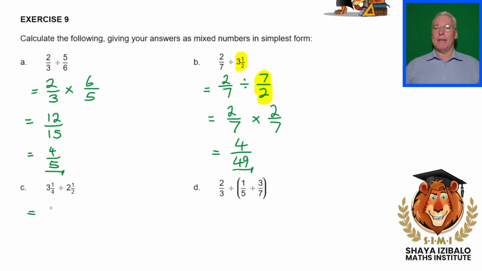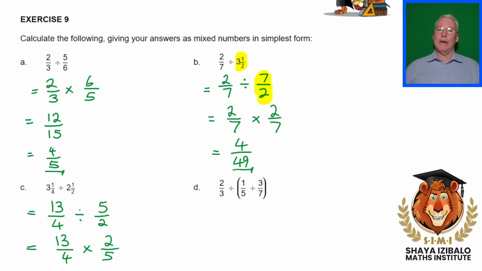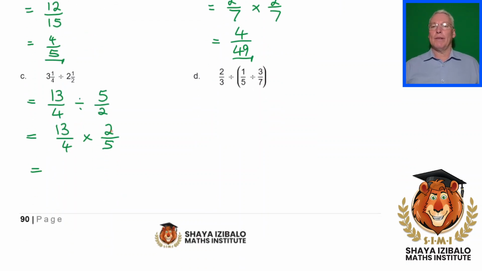Okay, the next one has both numbers as mixed numbers. So the first thing we're going to do is make them improper fractions. 13 over 4: 3 times 4 is 12, plus 1, 13 over 4, divided by 2 times 2 is 4, plus 1, 5 over 2. Next up, we are going to change it into a times sign. 13 over 4 times 2 over 5. Now we can do some simplifying at this point, and it actually makes sense to simplify first. We divide the top by 2 and the bottom by 2. So we get a final answer of 13 over 10. We can leave that like that, or we could write it as 1 3/10.